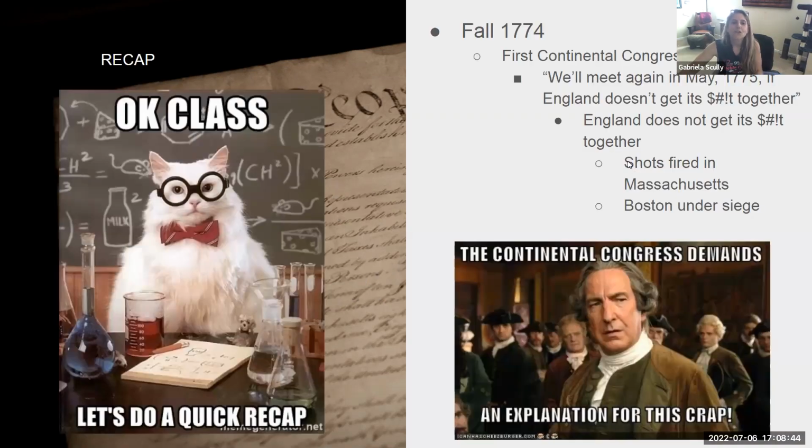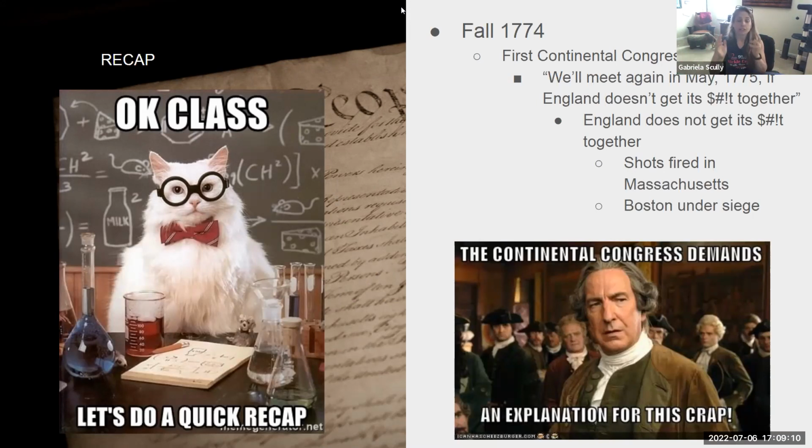But first, okay, a quick recap, which is how the section starts out. So it's fall of 1774. There's the First Continental Congress. They say, okay, we're going to meet again in May of 1775 to see if England gets its act together. And England goes the opposite direction. They say, hey, England, please stop taxing us without representation.